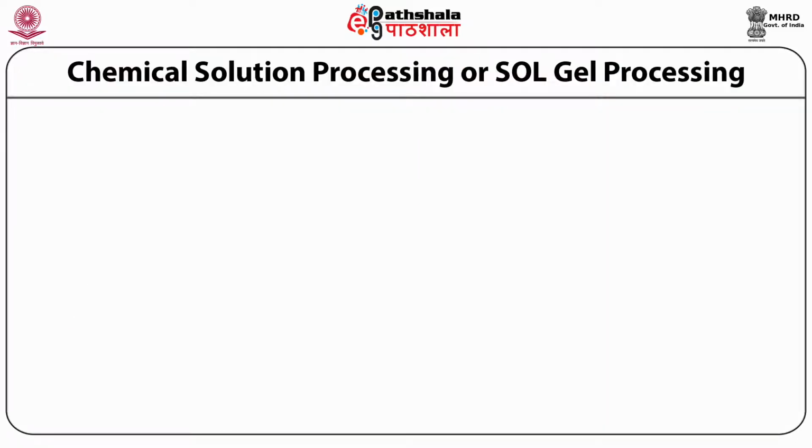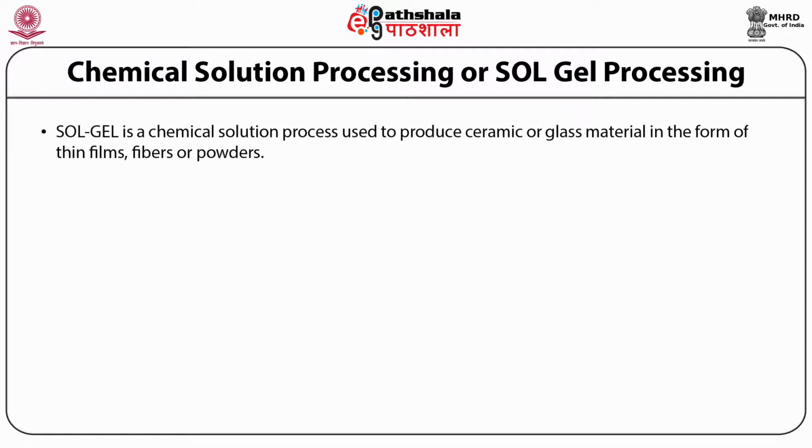Let us now discuss chemical solution processing or sol-gel processing. Sol-gel is a chemical solution process used to produce ceramic or glass material in the form of thin films, fibers, or powders. This method is generally used for the deposition of oxides, especially oxides of silicon and titanium.